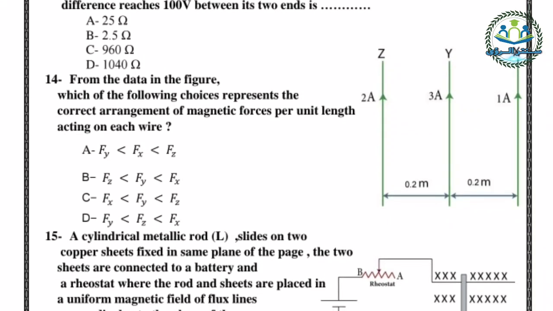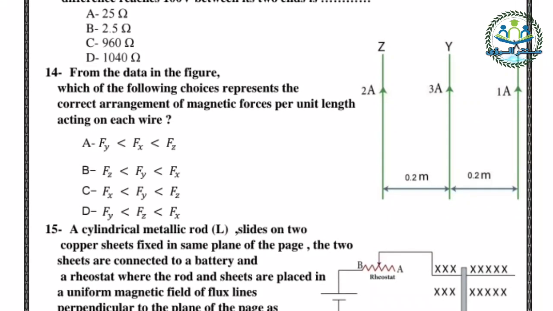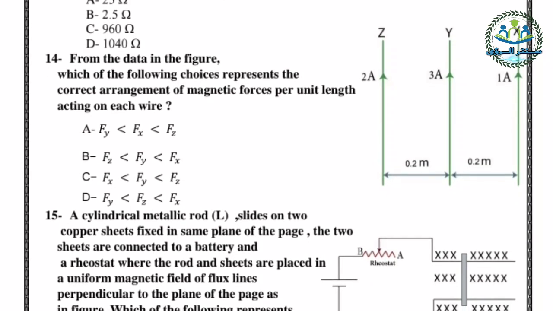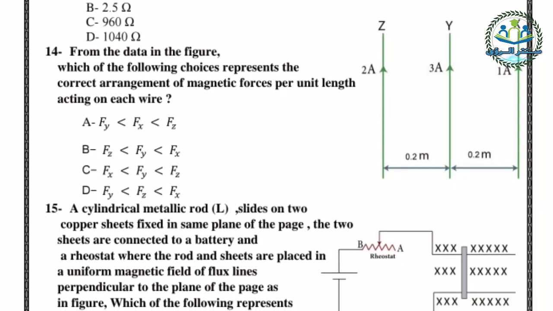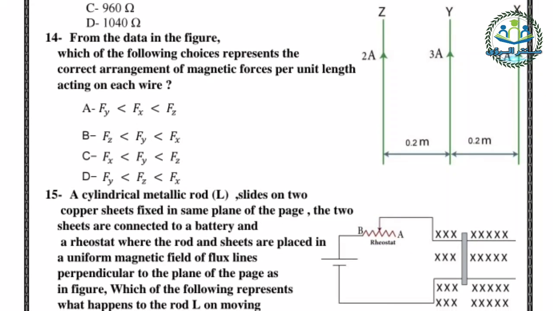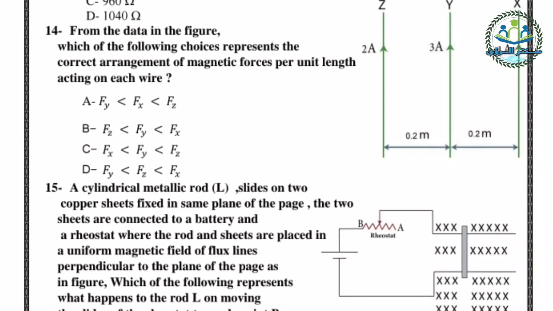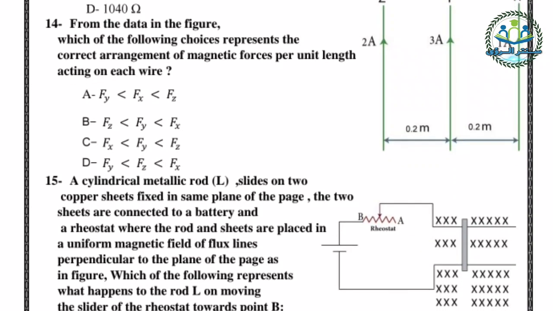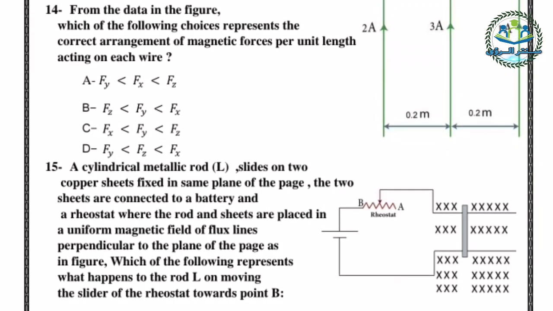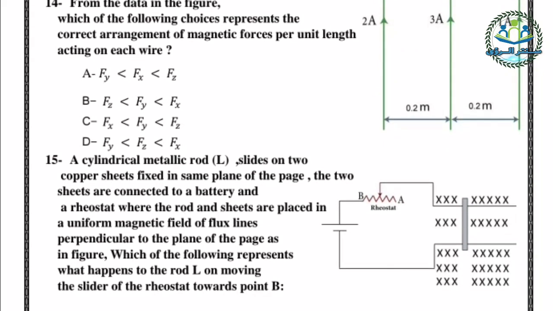14. From the data in the figure, which of the following choices represents the correct arrangement of magnetic forces per unit length acting on each wire? A, B, C, D.